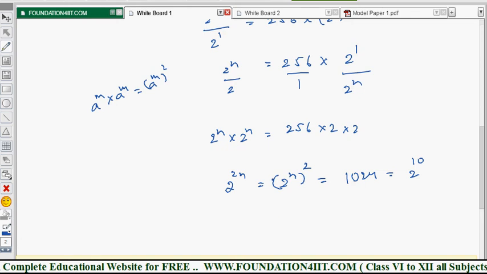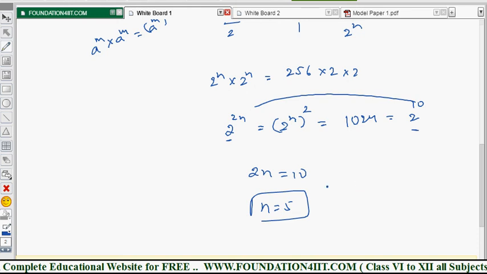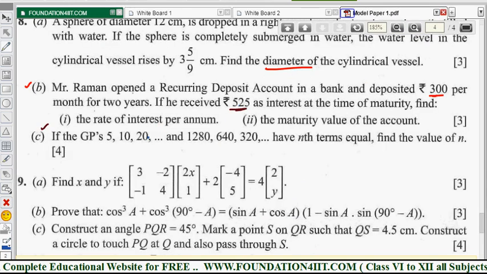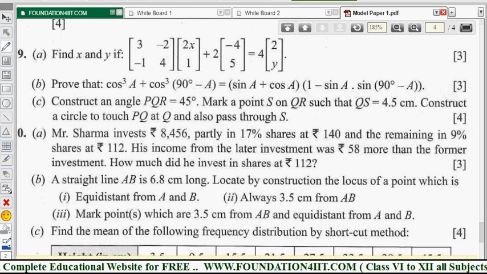Then 2 is the base and 2 is the base. Then 2n is equal to 10, because whenever the bases are the same, the powers are equal. n is equal to 5. Okay, that's it. So the value of n is equal to 5. That means whenever the n value is 5, according to the question, the nth terms are equal. That means the fifth term will be the same in both cases. Okay, this is about question number 8. Now we'll solve 10th question and we'll see the sums.